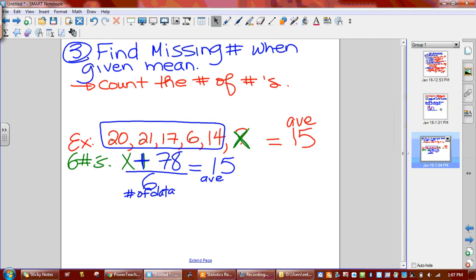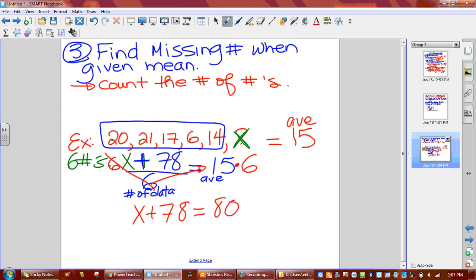So now what we're going to do is we work backwards. So we're going to get the 6 off the bottom by multiplying it out to the side. So if we multiply it out, it disappears on the left, so we've got to multiply it over here. And then we've got x plus 78 equals 80, I think. Is it 80 or 90? 90. There we go.